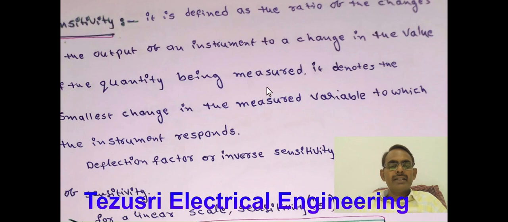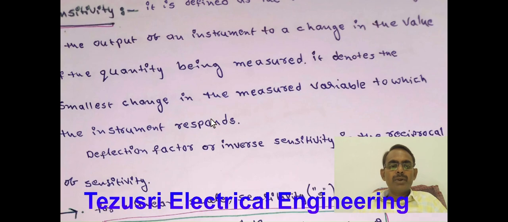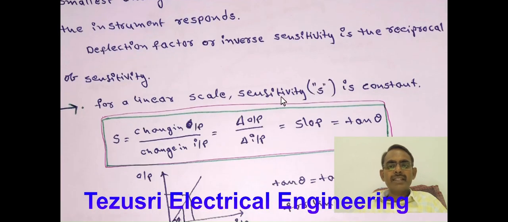Next, the important static characteristic is sensitivity. It is defined as the ratio of the change in the output of an instrument to a change in the value of the quantity being measured. It denotes the smallest change in the measured variable to which the instrument responds. Deflection factor, or inverse sensitivity, is the reciprocal of sensitivity. For a linear scale, sensitivity is constant.